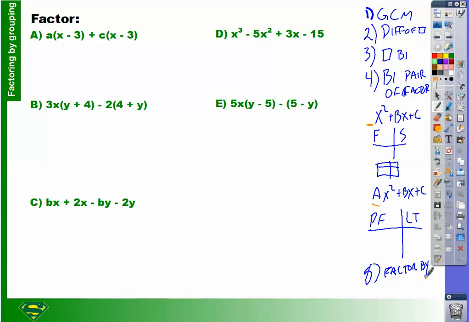That was a 5. It now looks like an 8. OK. So we're going to deal with very basic factor by grouping today.